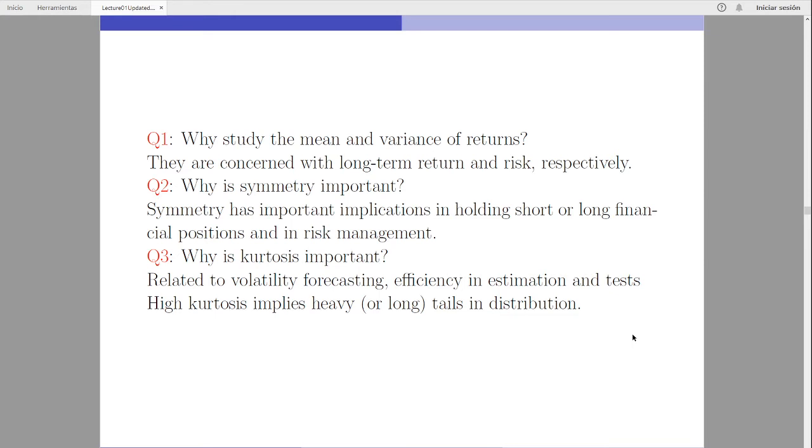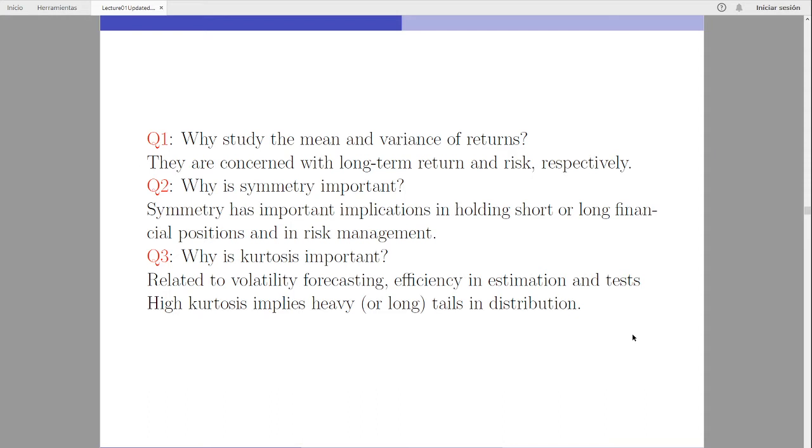Question two, why is symmetry important? Well, asymmetry has important implications in holding short or long financial positions, in risk management. I mean, if you have a symmetric distribution, which you can calculate, for example, a normal curve, and you see that your returns are starting to ramp up, that can condition your strategy to keep your investment there until it starts ramping down.